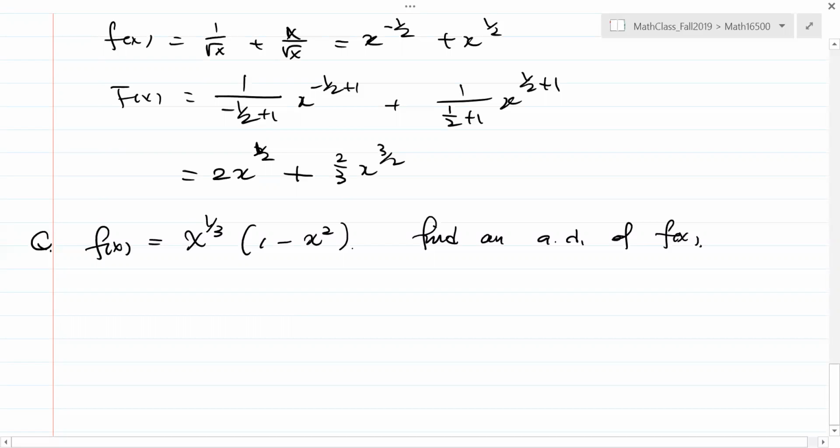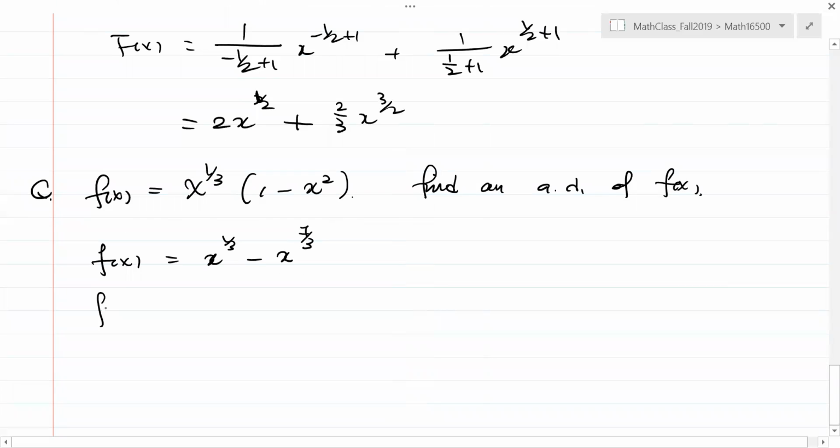For the same reason, it's a product of two functions. Even if you want to find the derivative, the best way is to multiply them out instead of applying the product rule to this function. So first of all, you express it as a sum of two power functions. So 1/3 plus 2, right? It's going to be 7/3 here. And that's it, right?